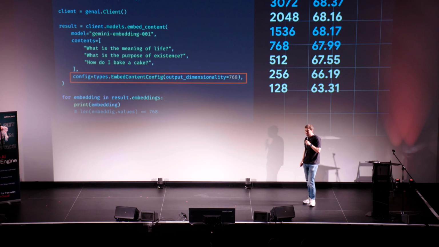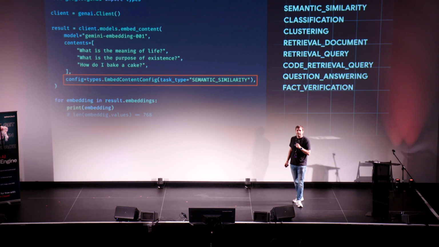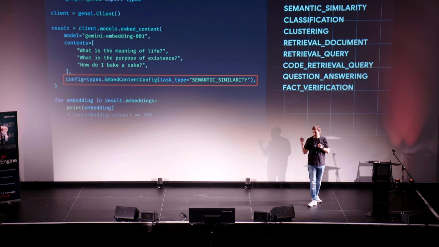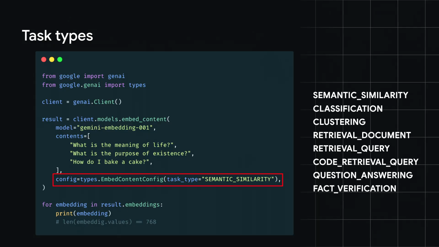And the second thing you can do is specify the task type, because as I said, it was trained on lots of different tasks. And depending on what you want to do, you can specify this here, and then you get more optimized relationships in the embedding specifically for your use case. So we have these eight use cases. I'm not gonna go over them right now, but it's nice to give you this control when working with the embedding model.